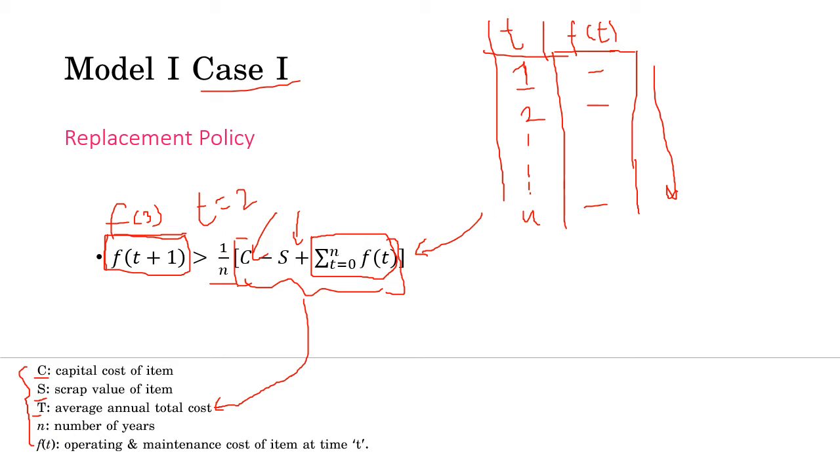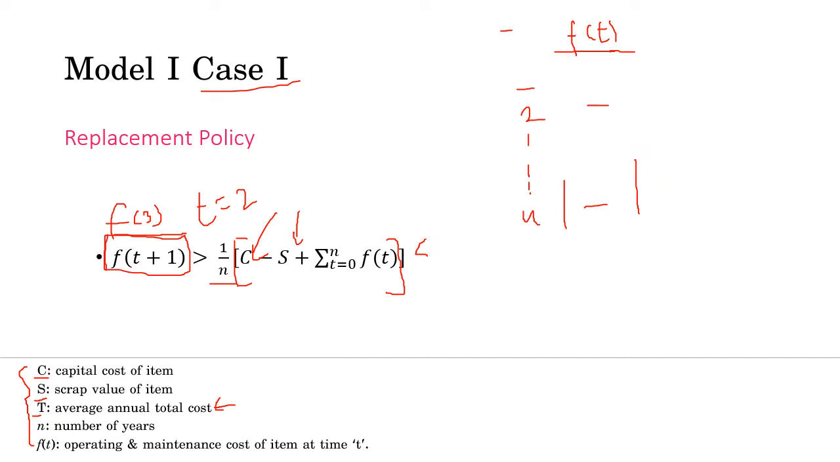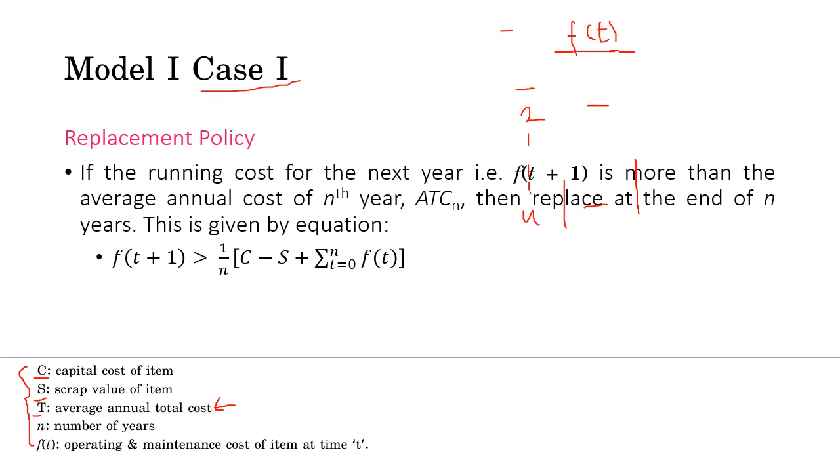Okay, or I should say opposite. If the maintenance cost of the next year is going to be greater than the average annual total cost up to the current year, then we replace the machine. Okay, so this is the replacement policy for this particular case of model 1. So let me clean this. Okay, so this is what is written here. You can just go through it. And if this condition is not satisfied, then we are not going to replace the machine. Okay, so this is simple, and you will understand the meaning of this equation when you solve the example.